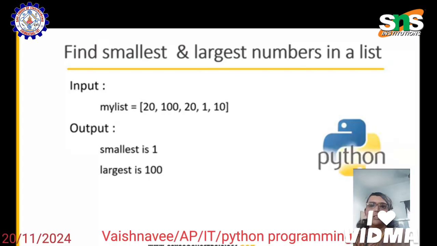Now we're going to find the smallest and largest number in a list. So the input is my list, and the output is the smallest, which is 1, and the largest, which is 100.